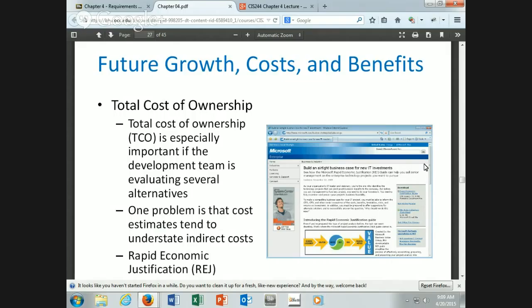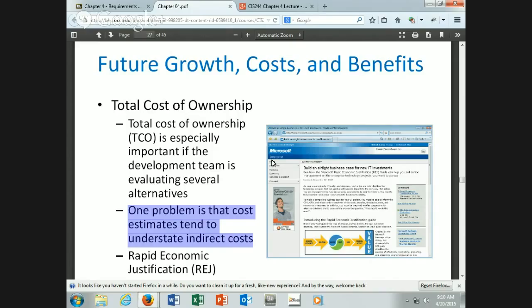System goes down. Who knows how to fix it? I don't know. We normally just call technical support. Oh, well, we don't have any more of that. Yeah, SOL. That's a good 3-letter acronym. So one problem is that cost estimates tend to underestimate indirect costs.